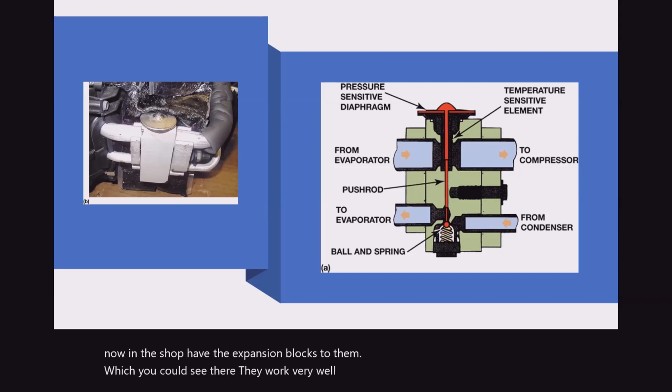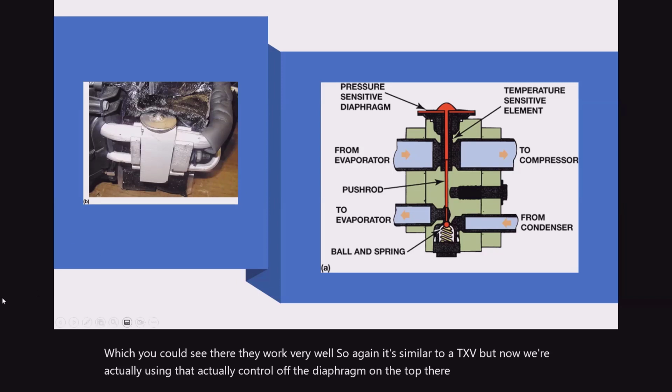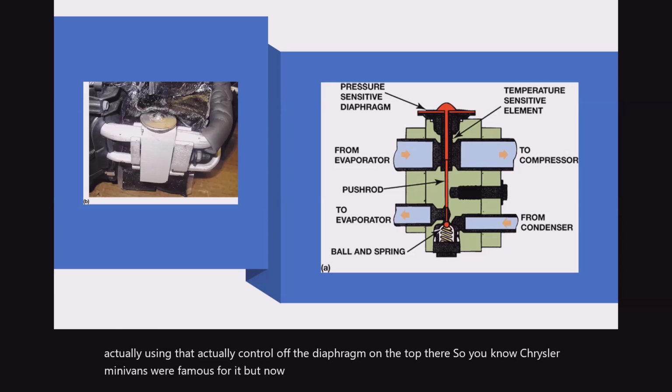So again, it's similar to a TXV, but now we're using that control off the diaphragm on the top there. Chrysler minivans were famous for it, but now we're starting to see it in regular other cars as we've been in there.